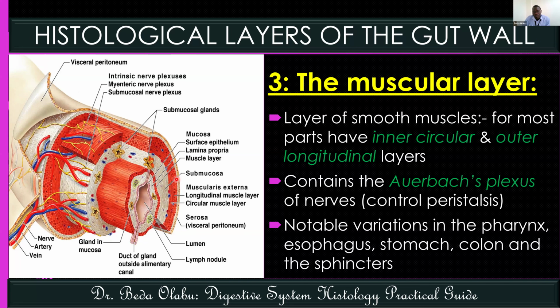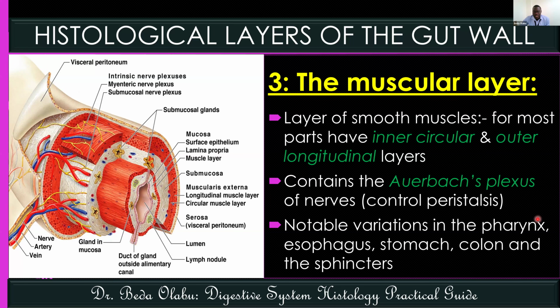Between those two lies the plexus of nerves that control contractions. This is the Auerbach nerve plexus. You can also call it the myenteric plexus of nerves. This is the second component of the enteric nervous system. Remember, the first one was the submucosal plexus. So the second one is the myenteric plexus, also known as Auerbach plexus. This one controls contractions.